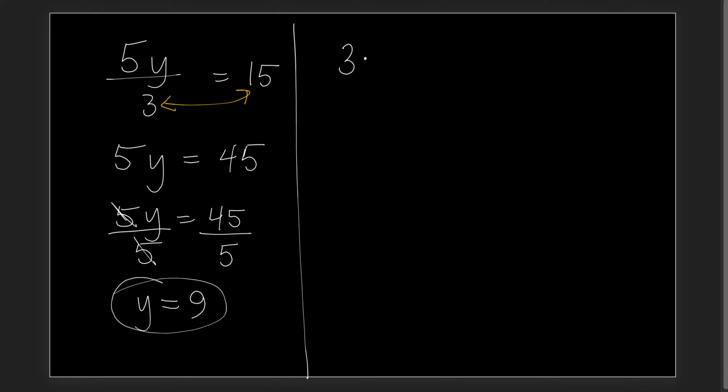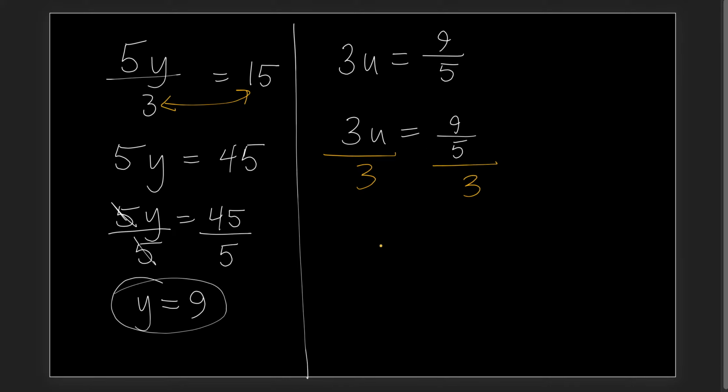Here's another problem. 3u equals 9 over 5. So there's a few ways to do this probably. Now you're looking at the u. We want u by itself so we can see what value it represents, just like this y in the end. The 3 needs to go away from the u. So since 3 is being multiplied by u, we've got to divide it. So we divide by exactly what we want away from u, which is 3. And we have to do it to both sides.